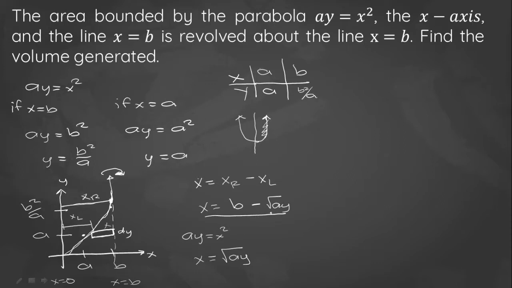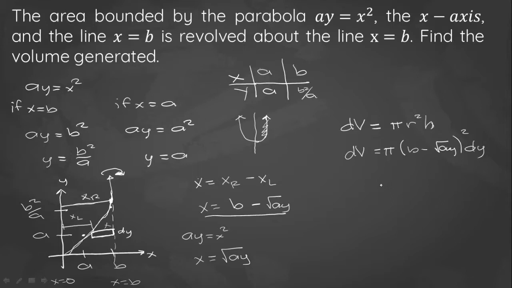So this is our radius of our solid. From the formula, we can create a differential volume, that is dv is equal to pi r squared on our height here. So we have dv is equal to pi, and our r squared here is the x, so b minus square root of ay squared multiplied by dy.